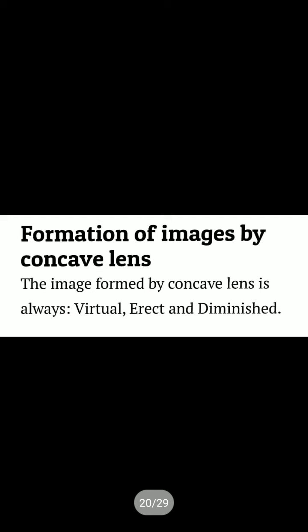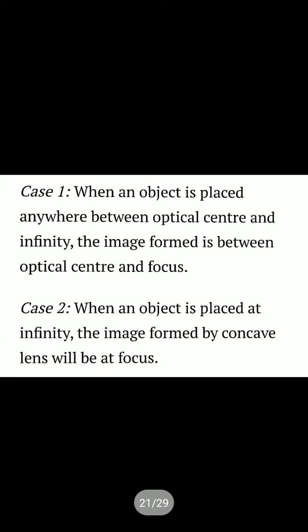Now the formation of images by a concave lens. A concave lens is similar to the convex mirror, and we know that in a convex mirror always a virtual and erect image is formed. So in case of a concave lens, we also always get a virtual and erect image, and diminished. The size is also smaller than the object. So there are also two cases, just as in case of a convex lens. Here also we get two cases, case 1 and case 2.